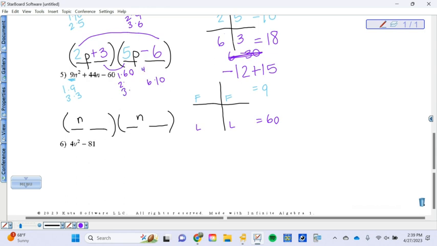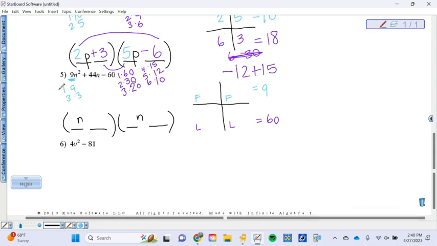1 and 60, 2 and 30. What's half of an hour? 30. 3 times what? 20. 4 times what? 15. And 5 times what? 12. Okay. So again, this is a lot of things to try and check.